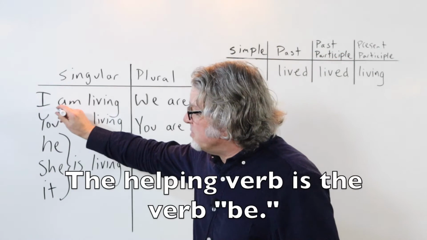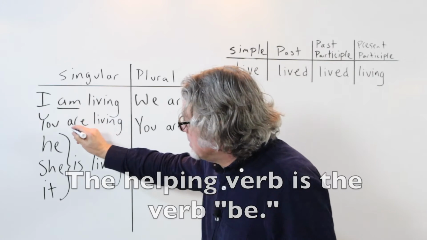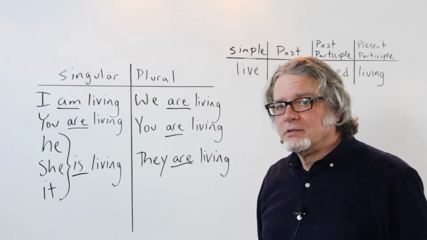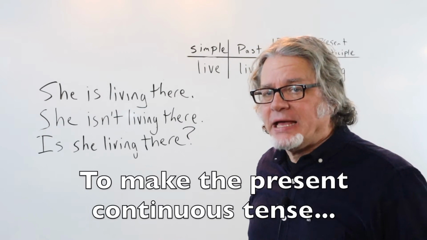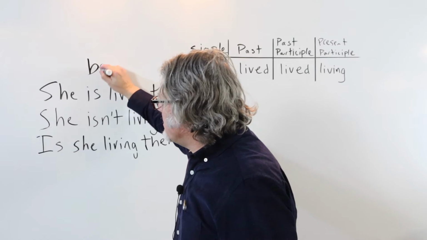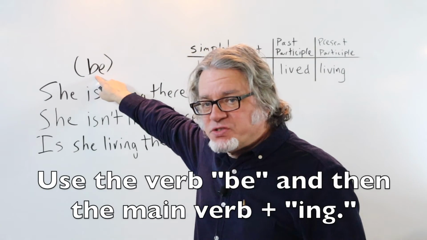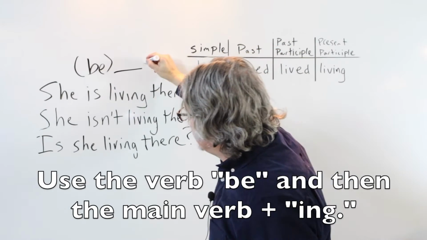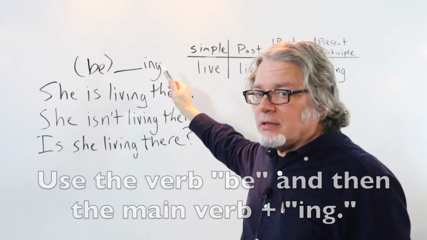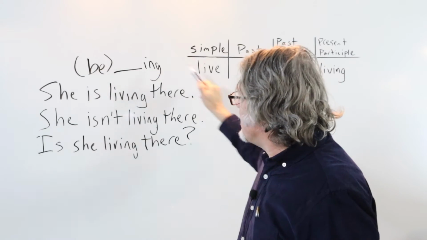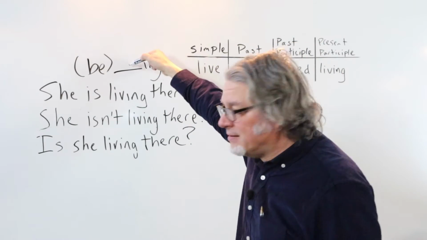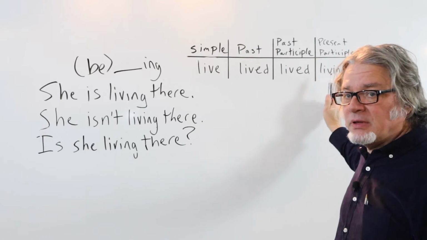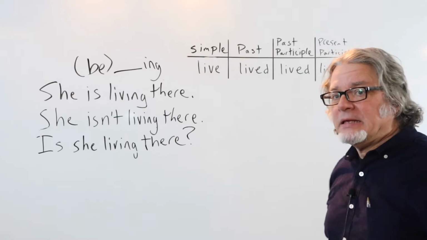Notice the helping verb is the verb be. It changes according to the subject. To make the present continuous tense, use the verb be, which changes depending on the subject, and then the main verb and ing. The main verb is in the simple form here, but if you want to think of it as the present participle, just use this form. That's okay.